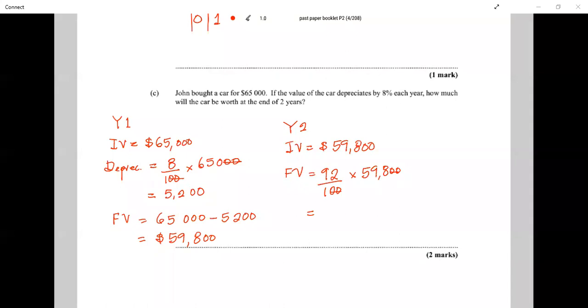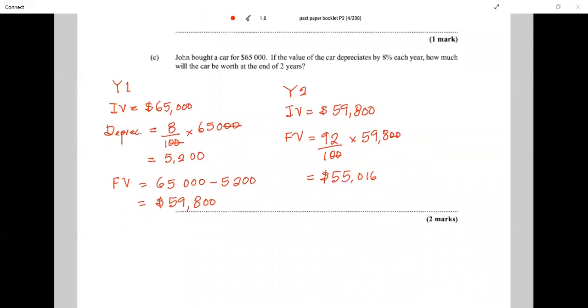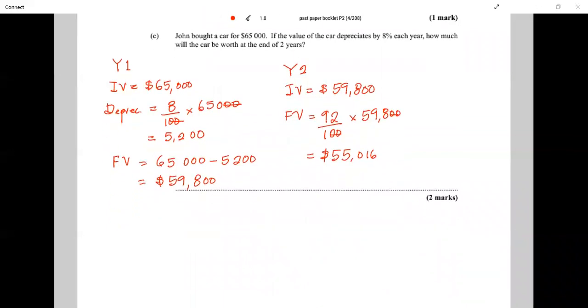Sorry. It should be 92 times $598. So the value of the car at the end of year 2 would be $55,016. So that's one way we could have approached the question. Let's see if I have space to show a different approach.